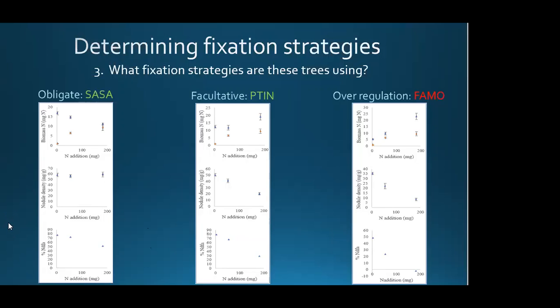The facultative strategy was determined for each of the other species. With an increase in biomass nitrogen across nitrogen treatments, the other 7 species regulated nodule growth and N fixation to some extent, shown by reductions in nodule density and percent NDFA. 3 of the species regulated fixation so much that percent NDFA was actually calculated to be below 0, so these species appeared to be over-regulating. All 8 study species fell into one of these strategies.